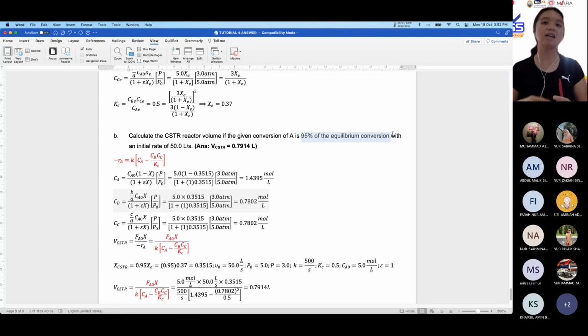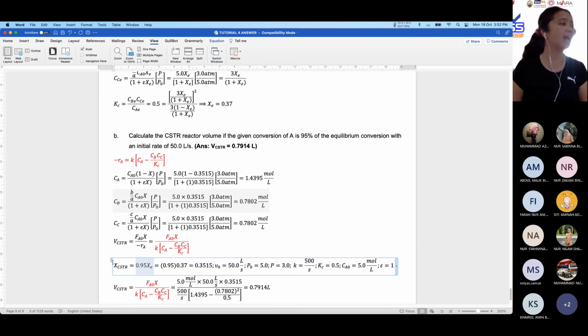Okay, the X that we will use for the calculation is not the same as the equilibrium conversion XE. In this question, the conversion in my reactor, X, is 95% of my XE. It is not 95% conversion; the conversion is 95% of my equilibrium conversion. That means 0.95 multiplied by my XE, which is 0.37 from the first part.